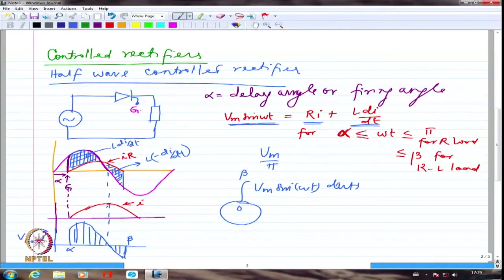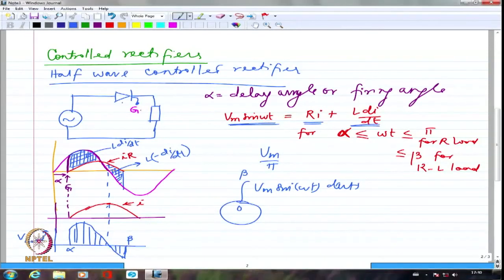We will come to a full bridge controlled rectifier, and then you will know even more, because half wave we hardly ever use. But just for continuity, I took it. That's it.